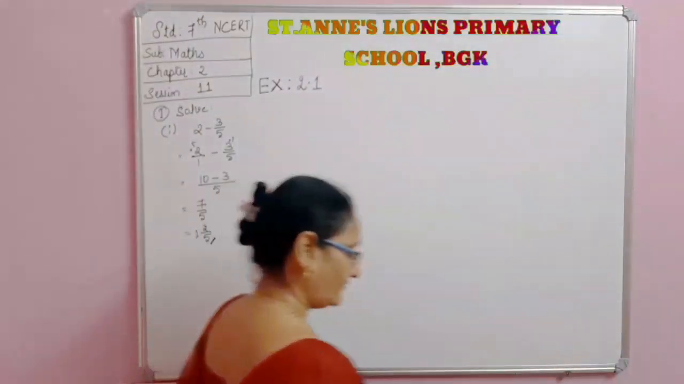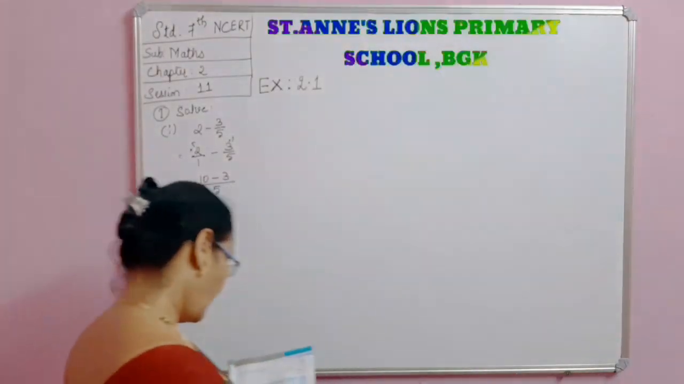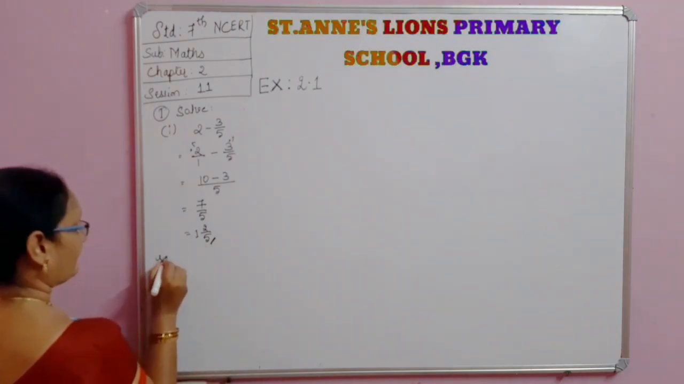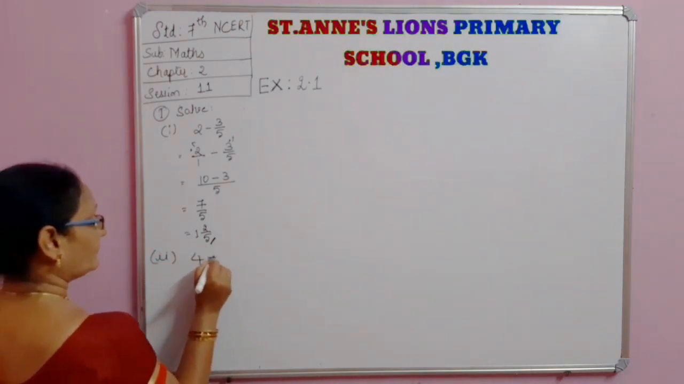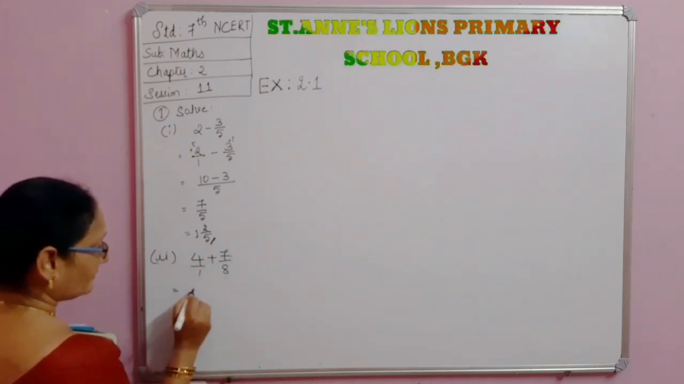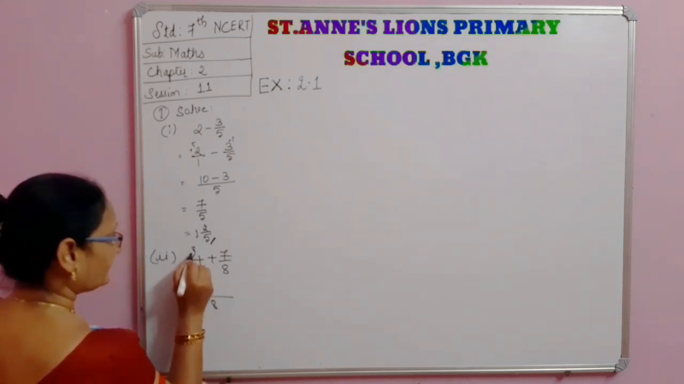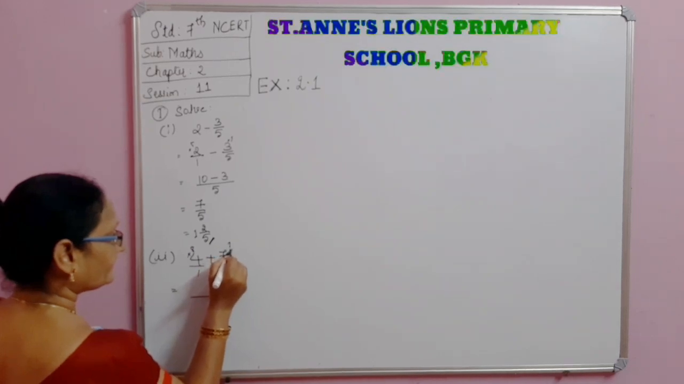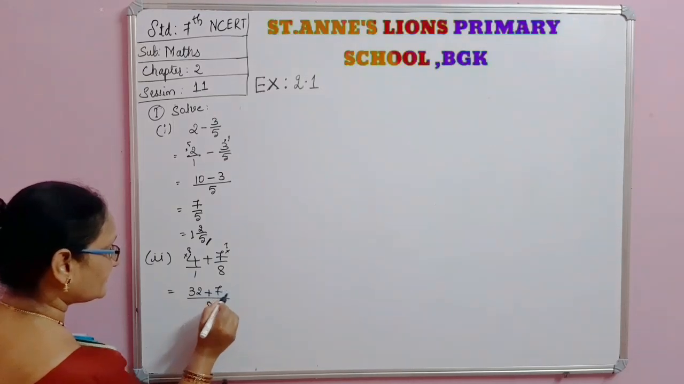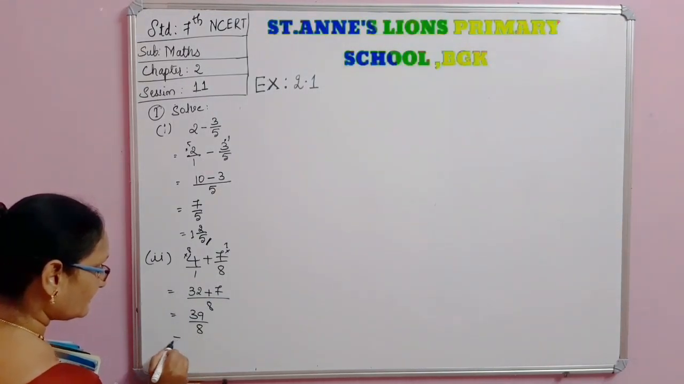Okay. Now the same way, the second one, 4 plus 7 by 8. Here see, what is the LCM? 8. 1 eights are 8, 4 eights are 32, plus 7 ones are 7. 32 plus 7 is 39 by 8.